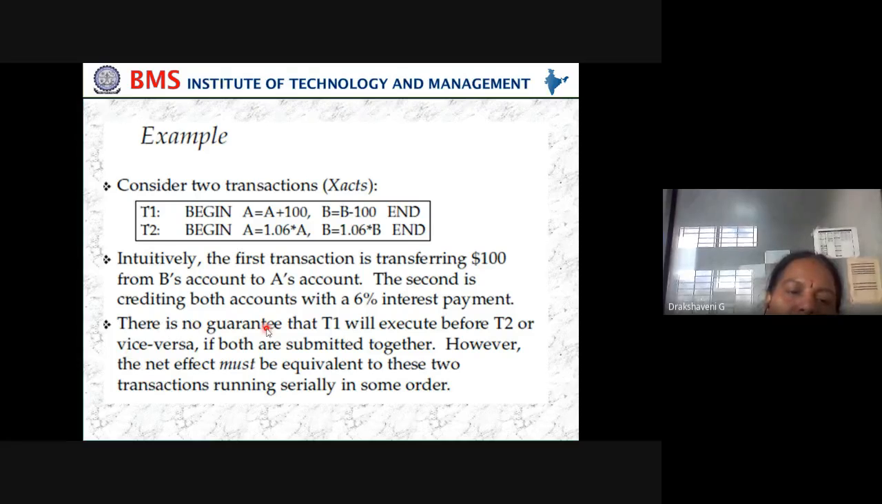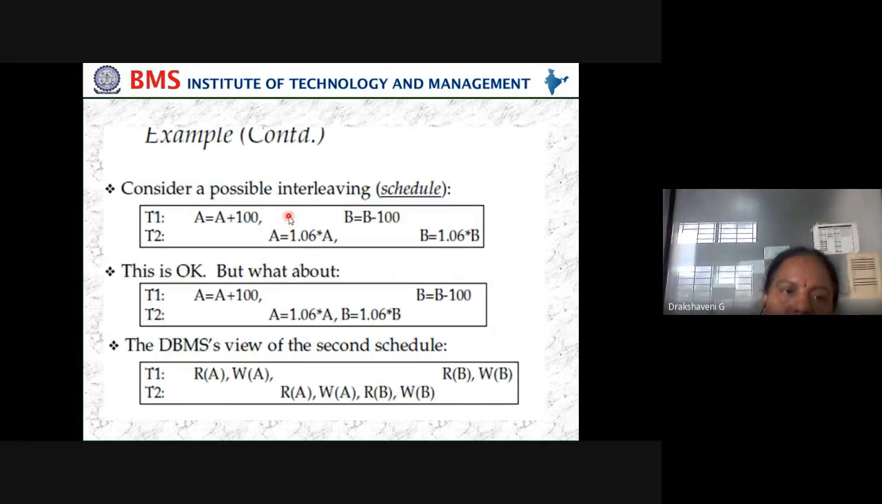So there is no guarantee that T1 will execute before T2 or vice versa. If both are submitted together, however, the net effect must be equivalent to these two transactions running serially in some order. So which one should execute first and which one next also has to be decided.